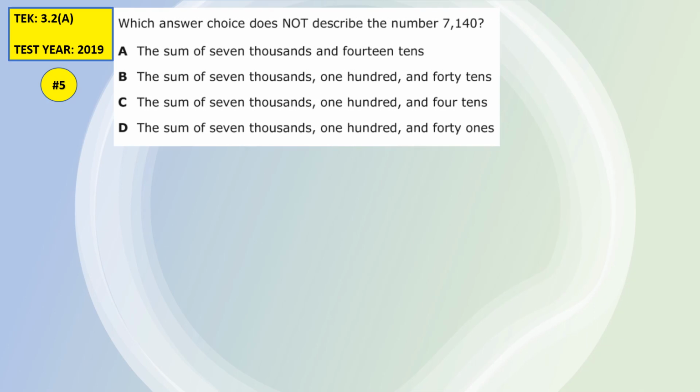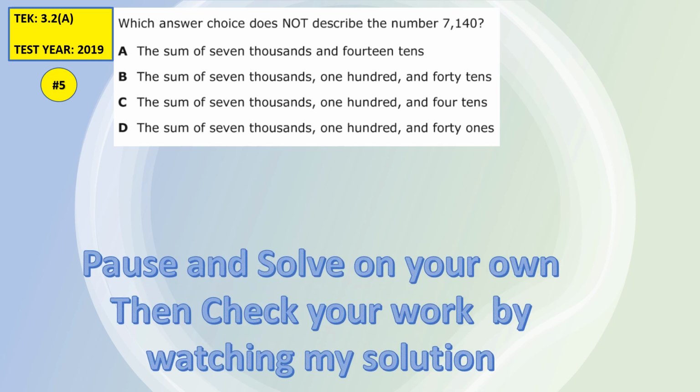Number 5 says, which answer choice does not describe the number 7,140? A, the sum of 7,000s and 14 tens. B, the sum of 7,140 tens. C, the sum of 7,104 tens. Or D, the sum of 7,141s. Go ahead and pause and solve on your own, then check your work by watching my solution.